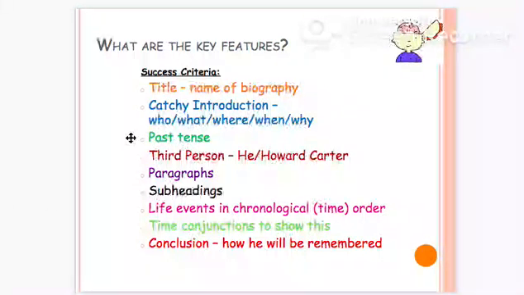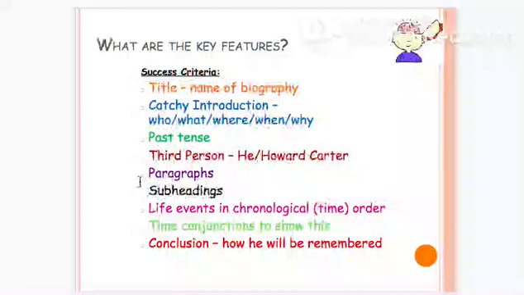So just as a reminder, these are the key features we've been looking at this week. So obviously you've got your title, which is the name of the biography. You've got a catchy introduction, which includes hopefully most of the 5 W's. It's going to be mostly in the past tense. You might have 1 or 2 sentences at the start and end in the present, but generally it's going to be in the past tense. It's the third person, so you'll be using the pronoun he, or you're talking about Howard Carter.